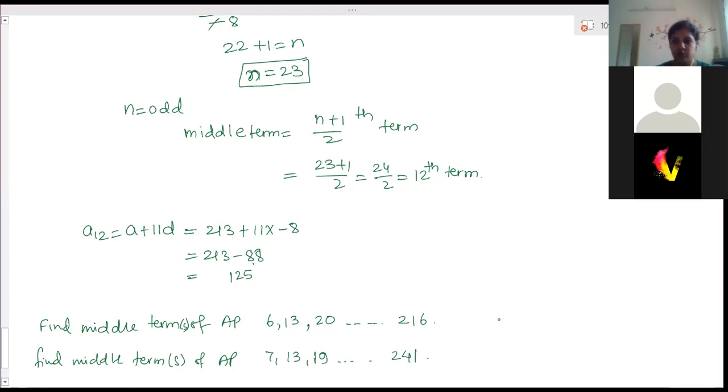Both the questions, two questions are there. Find out the middle term, and in bracket it is written (s). That means it may have one middle term or maybe two middle terms. Ma'am, for the first one, n is 31 and the middle term is 16.